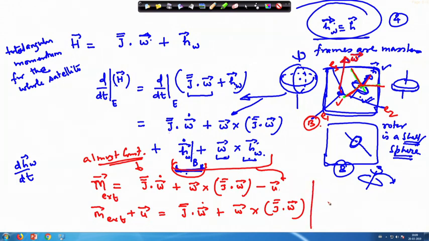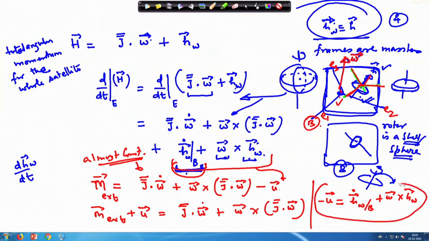So, that means you have the other term minus u, this equals h dot of the wheel with respect to the body axis plus omega cross h_w. So, this is the torque that you apply on the wheel. As a result the angular momentum of the wheel will change its direction. In addition, we can have the wheel also speeding up on its own axis.